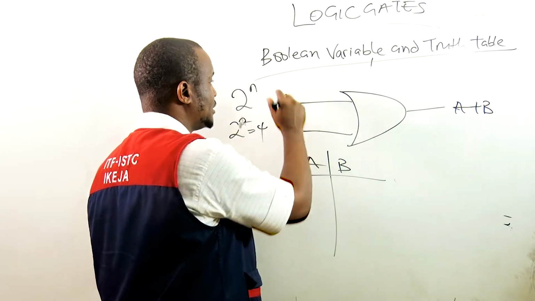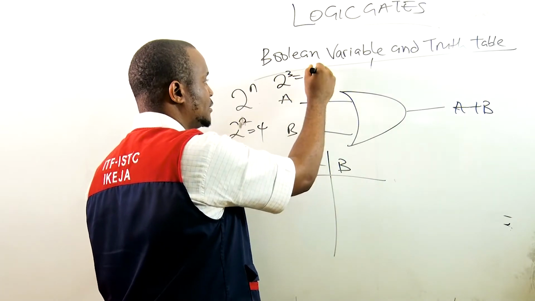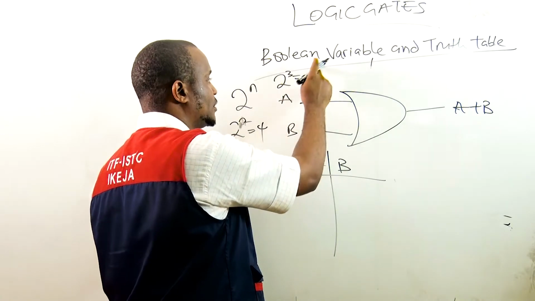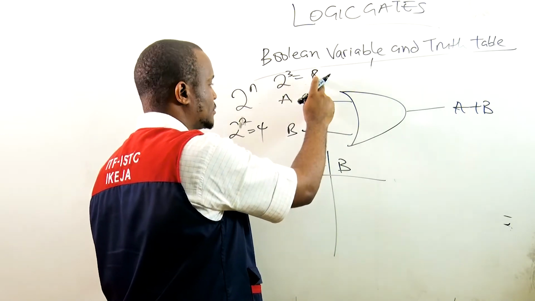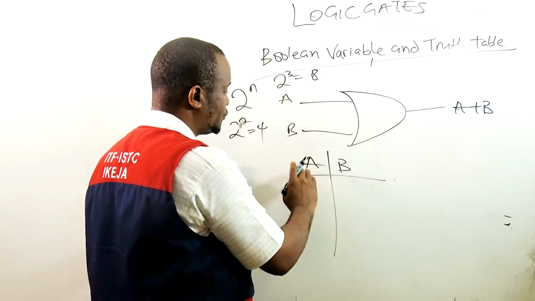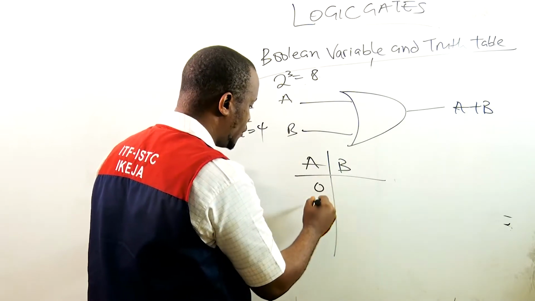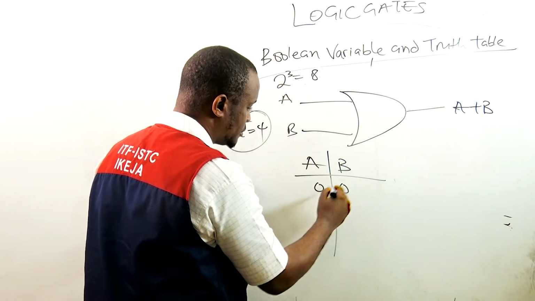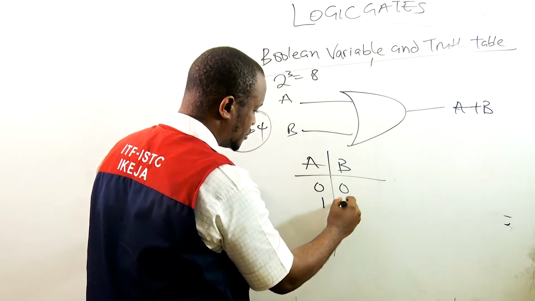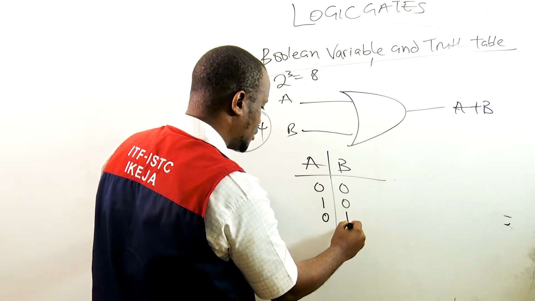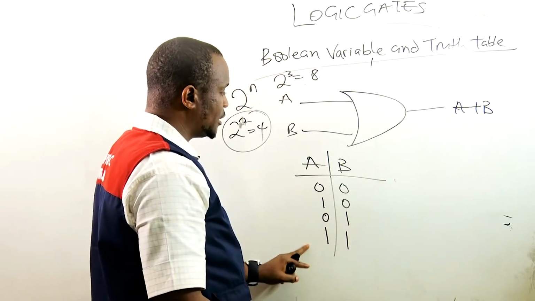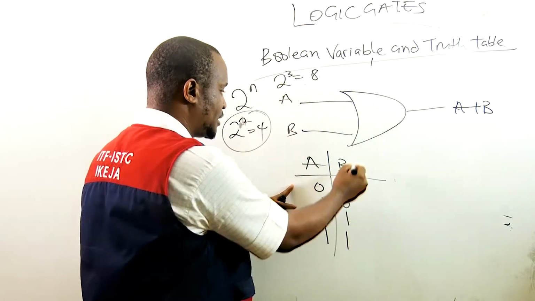So what if it has 3? 2 raised to the power 3 is what? 2 times 2, 4 times 2, 8. So it has 8 possible values. So for this, we have 4 possible values: 0 0, 0 1, 1 0, 1 1. You can see these are all possible values that A and B can have.